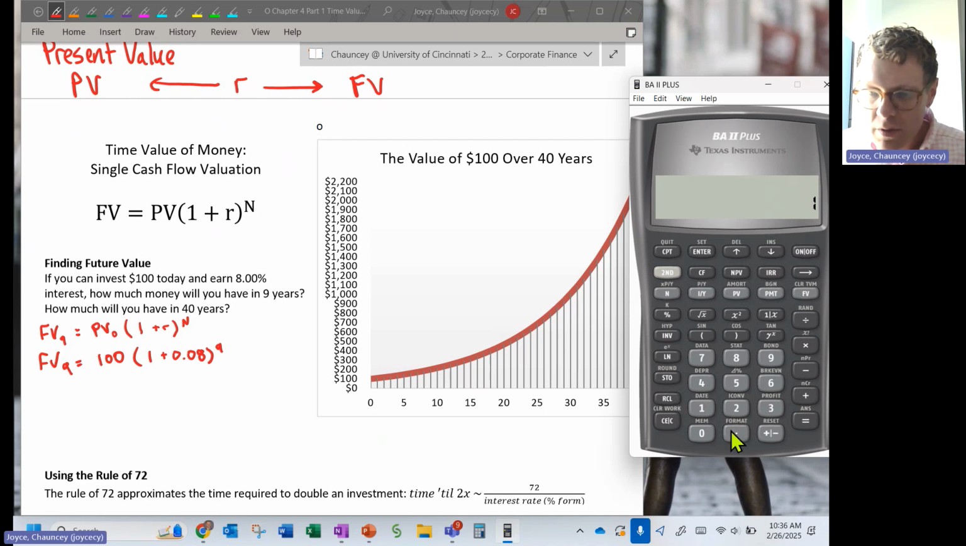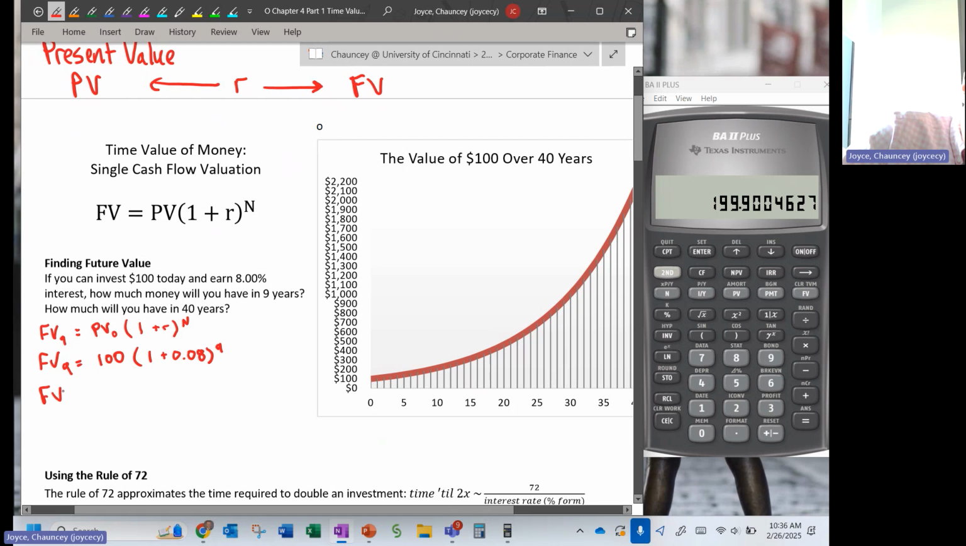So now add 1 plus 8%. You have to move the decimal place 2 times if you're using a formula to solve with an interest rate. So that's 1.08. That's 1 plus 8%. And then hit the exponent key here, y to the x. It's prompting you for the exponent of 9. Then press equals, and that's your future value factor that you multiply by your present value of 100. So your future value at time 9 is going to be $199.90. That about doubled, and we'll come back to that in a minute.